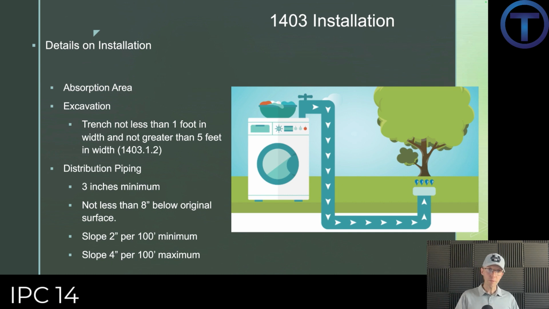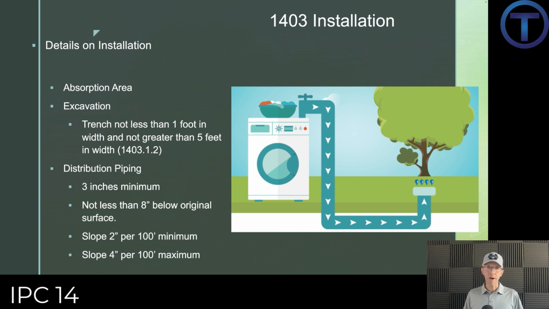You're going to have an absorption area. That's where the water is taken into the ground. When you're excavating, the trench should be not less than 1 foot wide, but not greater than 5 feet wide. So you can see you're going to kind of dig this thing out and open it up. And most of the time that's going to be filled back in with some mulch or something that the water can pass through and feed the plants.